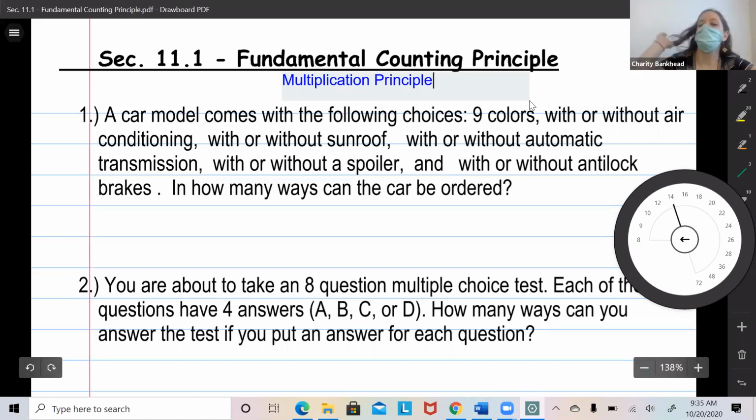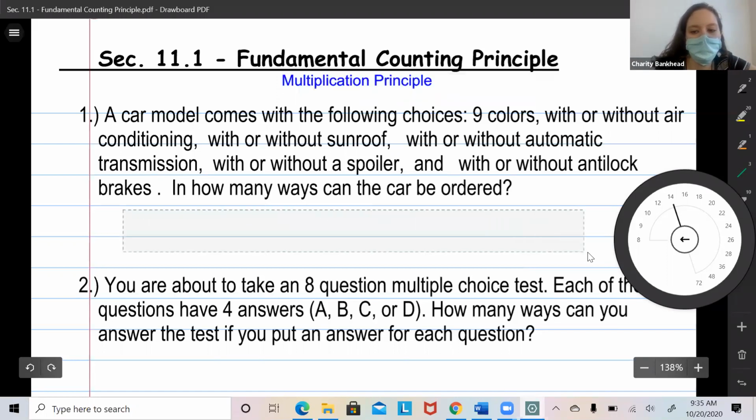So, for example, number 1 says a car model comes with the following choices. We have 9 different colors, with or without air conditioning, with or without sunroof, with or without automatic transmission, with or without a spoiler, and with or without anti-lock brakes. In how many ways can the car be ordered? Okay, so we're just going to take all of these and multiply them together.